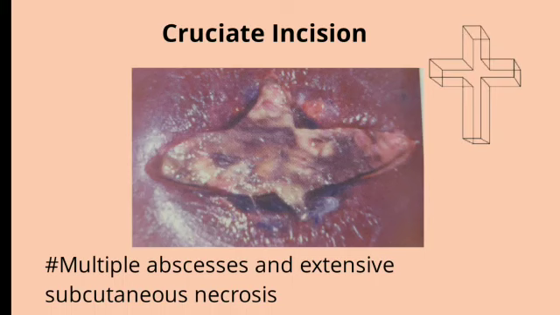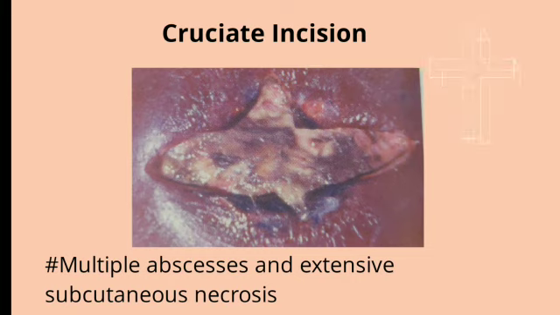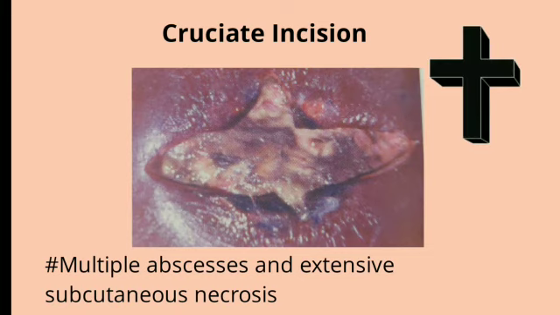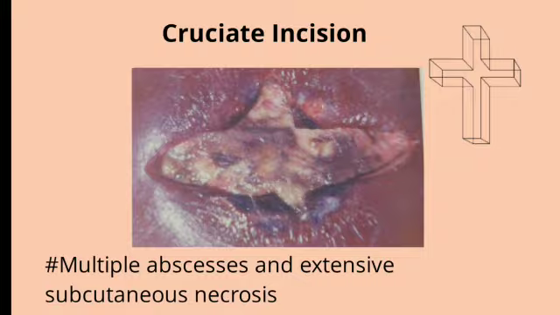So the important point here is cruciate incision. We have to give a cruciate or cross-shaped incision. So why do we give a cross-shaped incision? Because there are multiple abscesses involved and there is extensive subcutaneous fat necrosis. So to include all these areas, it is better to give a cross-shaped incision. So all these affected areas are included.